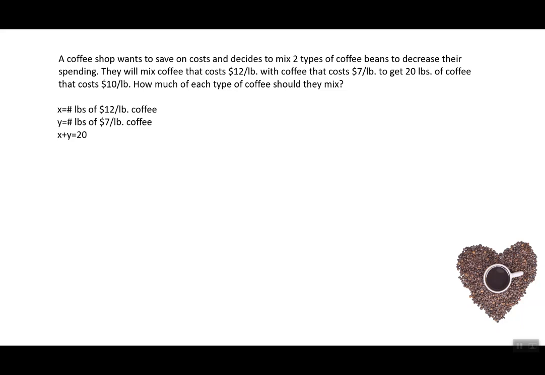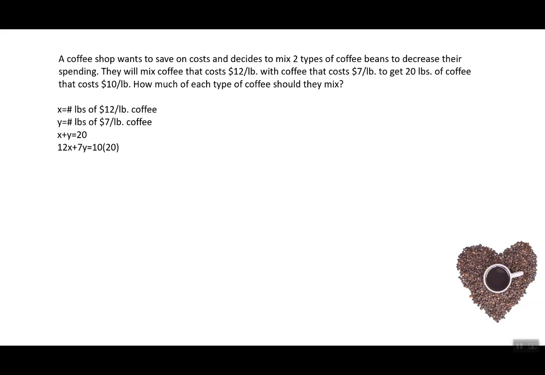I also know every pound of X costs $12, every pound of Y costs $7, and together that's producing 20 pounds of coffee that costs $10. So that gives me 12X plus 7Y is 10 times 20. Now I want to solve for X and Y. I'm going to do substitution on this.